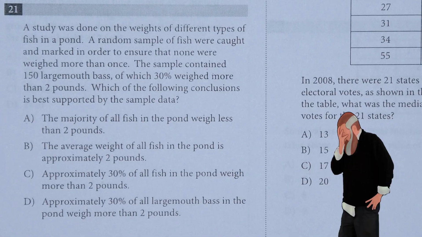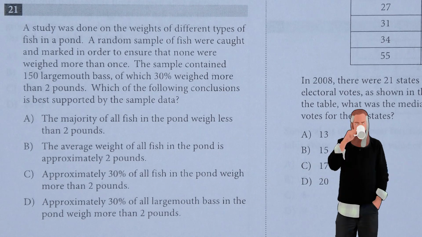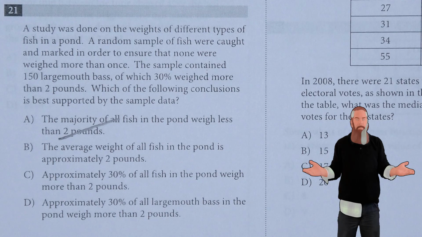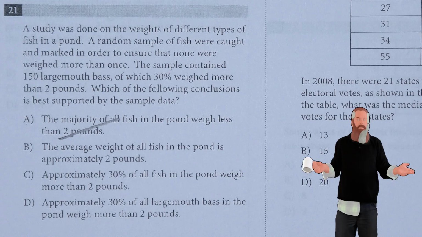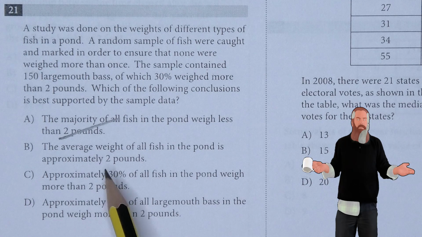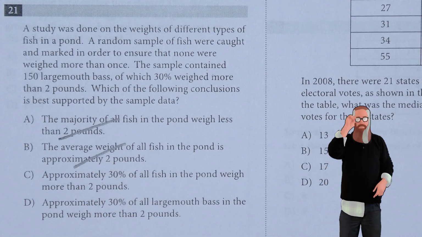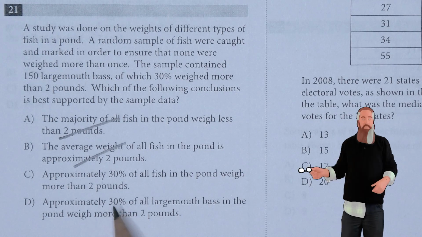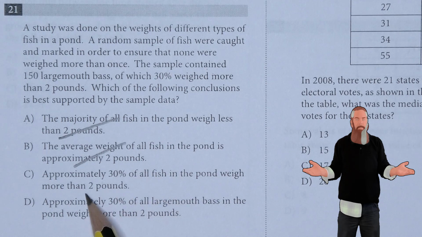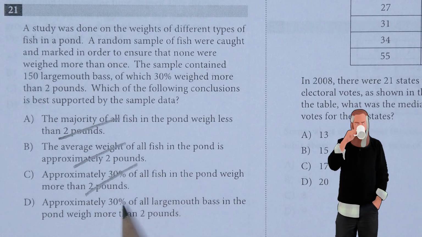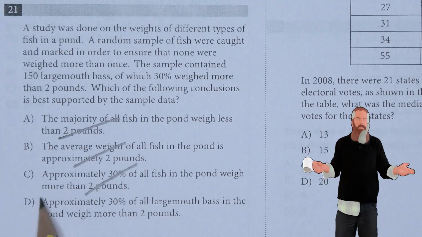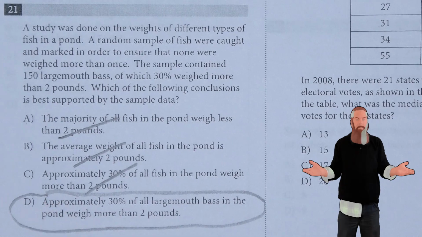The majority of all fish in the pond weigh less than 2 pounds. Well, the information we have has to do with largemouth bass, so that's not an answer. The average weight of all fish in the pond is approximately 2 pounds. Again, the data we know about is on largemouth bass, so not an answer. Approximately 30% of all fish in the pond weigh more than 2 pounds. Again, the information we have is on largemouth bass. So approximately 30% of all largemouth bass in the pond weigh more than 2 pounds. That is our answer, D.